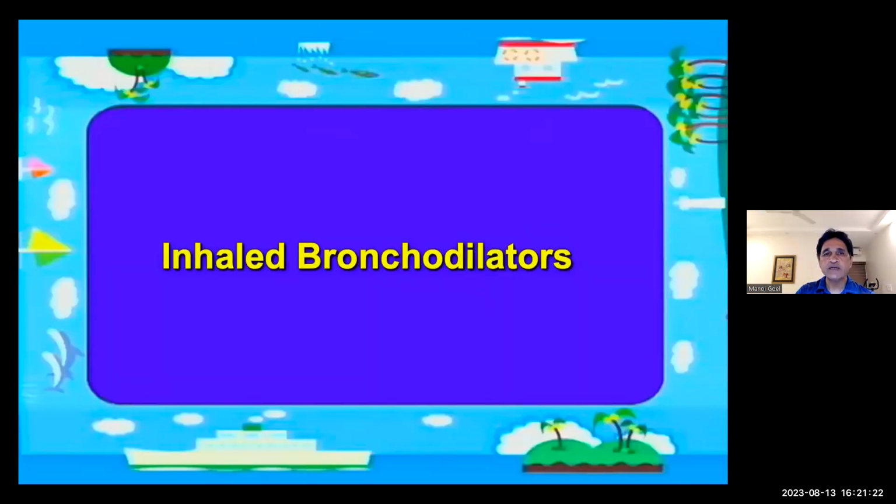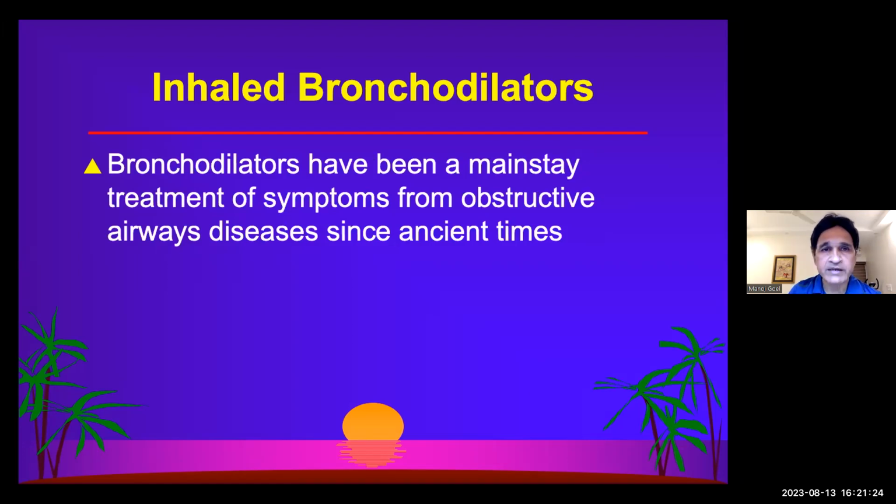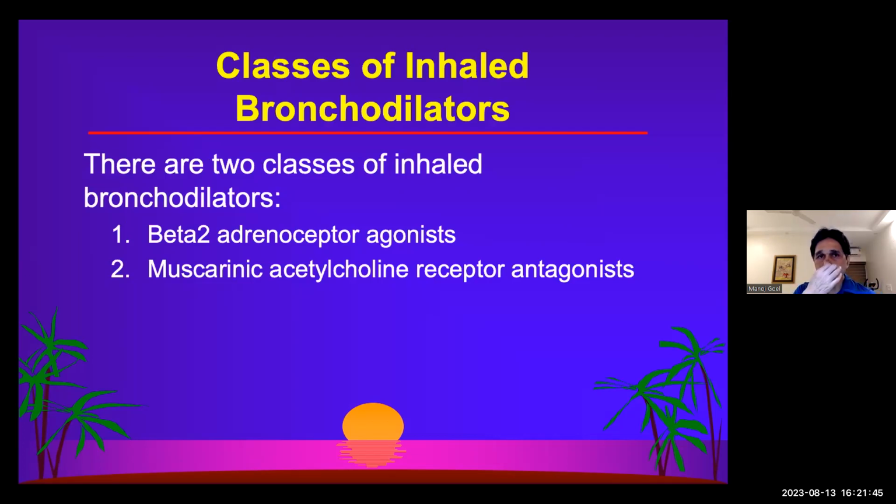Coming to the inhaled bronchodilators, bronchodilators have been a mainstay treatment of symptoms from obstructive airway disease like bronchial asthma and COPD since ancient times. And there, various bronchodilators, like Areca and others, have been described in our Puranas and ancient literature. So there are two classes of inhaled bronchodilators: Beta2 agonists and muscarinic acetylcholine receptor antagonists. We'll be talking about these briefly.